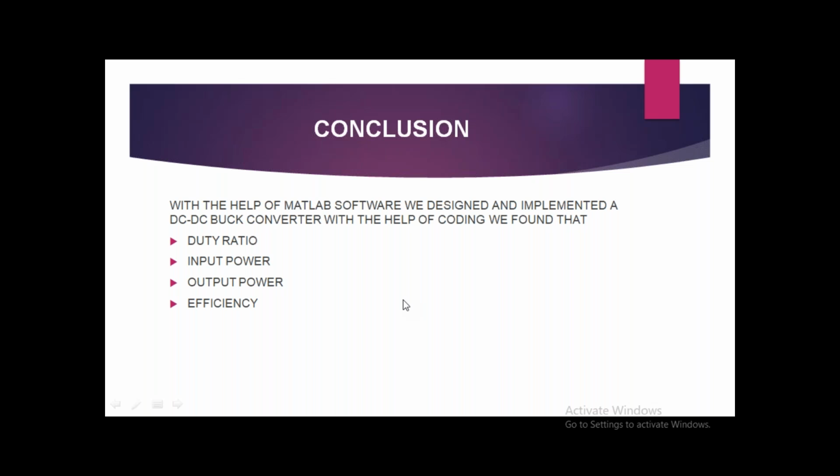Now we would like to conclude our session. We have seen that from our coding, using the Matlab software, we designed and implemented a DC to DC buck converter. And with that coding, we found the duty ratio, input power, output power, and efficiency successfully. So that's all. Thank you for giving us the opportunity to make this project.